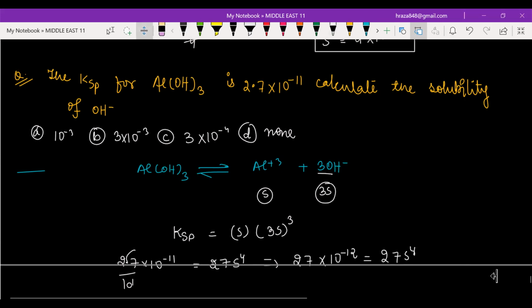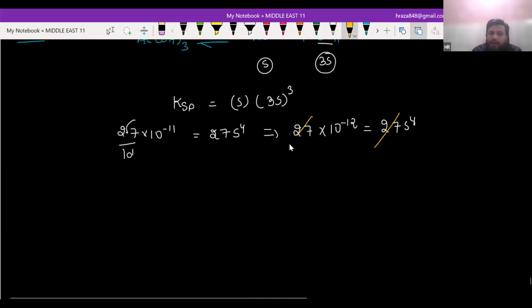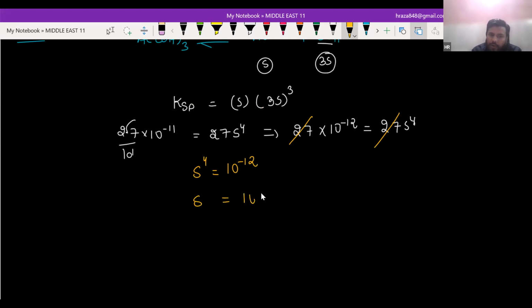Yes, sir. Now you can see this 27 and this 27 will be cancelled, and S raised to the power 4 will be 10 raised to the power minus 12, and S will be equal to 10 raised to the power minus 12 raised to the power 1 by 4, and this will be cancelled 3 times. So the solubility came out to be 10 raised to the power minus 3.